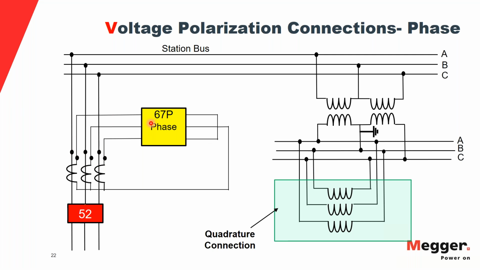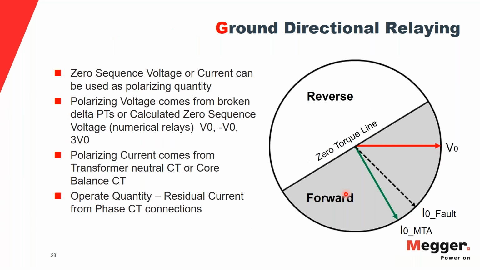Keep in mind that's line to line. So for phase A, my connections would be B to C, right? For phase B, it's going to be this one, and for phase C, it's going to be this one, right? So this is how we would be making the connections in the field. Now let's go to the ground directional relaying.